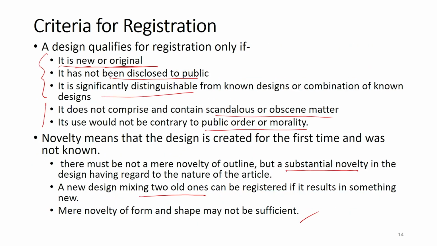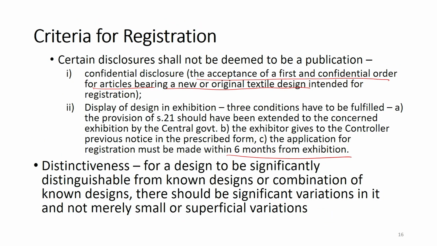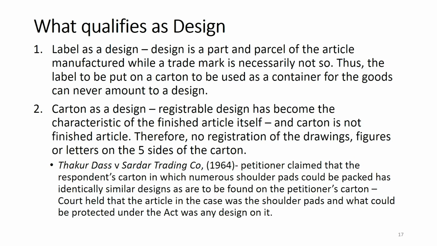Now, if I go back to the qualifications, we understand new and original, we understand what do we mean by disclosure to public. The third criteria is it must be significantly distinguishable. So, the third is distinctiveness. For a design to be significantly distinguishable from known designs or combination of known designs, there should be significant variation and not merely small and superficial variations. So, in terms of significant variants, my design must be distinguishable from other designs.